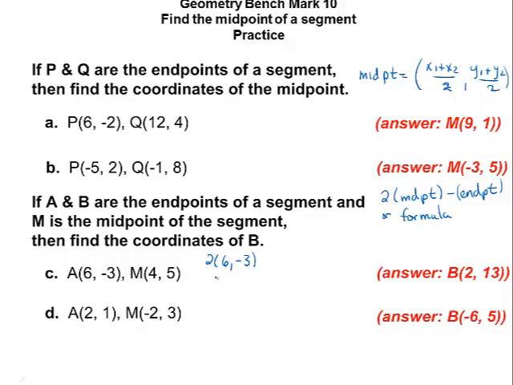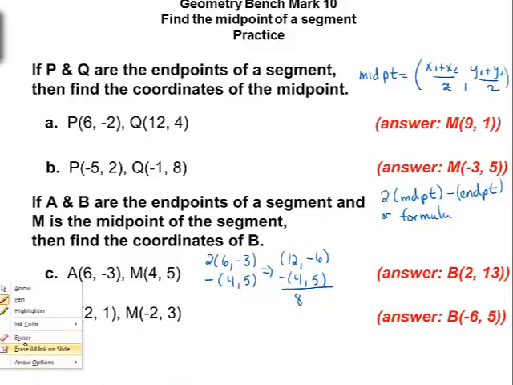Does anybody want to see the algebra version of it, or just the alternate version? You want to see the algebra too? Okay. I'll do the alternate, and then I'll do the algebra. So I'm going to do 2 times 6 and negative 3 minus 4 and 5. So that's going to give me 12 and negative 6 minus 4 and 5. 12 minus 4 is 8.